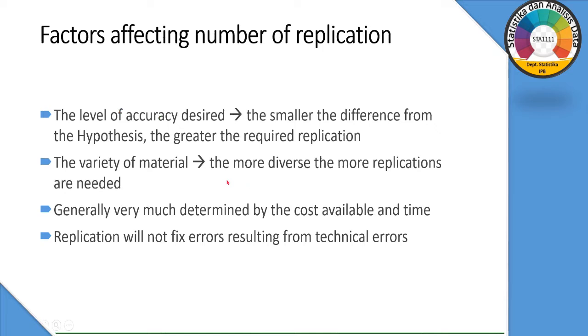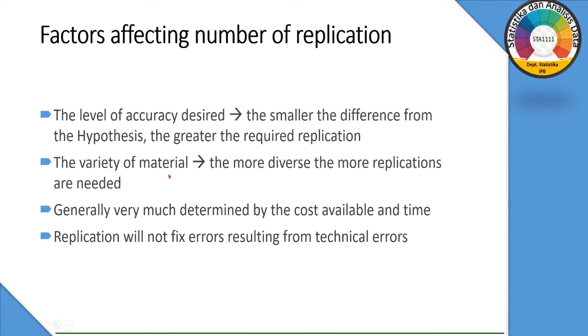The second one is the variety of the material, how the material fluctuates, right? The more diverse, the more variability, the more variance of the experimental object, the more replication you need. So, for example, if the mice condition is not homogeneous, you need to have more mice. But if the mice condition is very homogeneous in terms of weight, in terms of anything, then you need to have a smaller number of replications. That one is very, very reasonable.